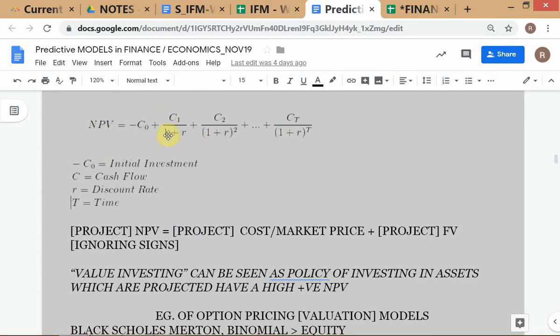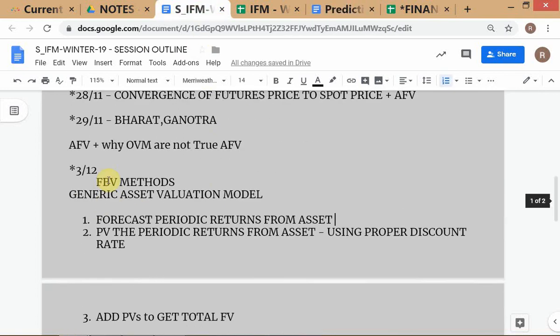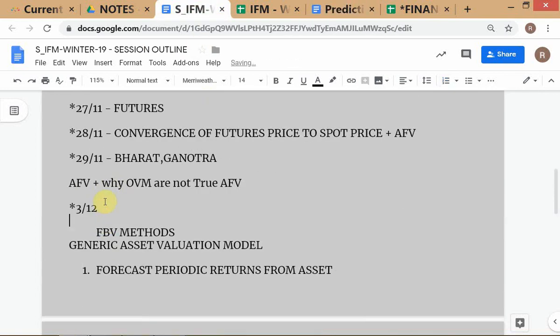Again, what are you doing in the case of bonds? If you want to calculate the fair value of the bond, you are predicting the returns from the bond, which is the coupon returns, and in the last period you have the principal. That is called a bullet repayment of principal. The principal is repaid at maturity, that's called a bullet repayment. So these terms also you should learn. We should put them down here since we are discussing them.